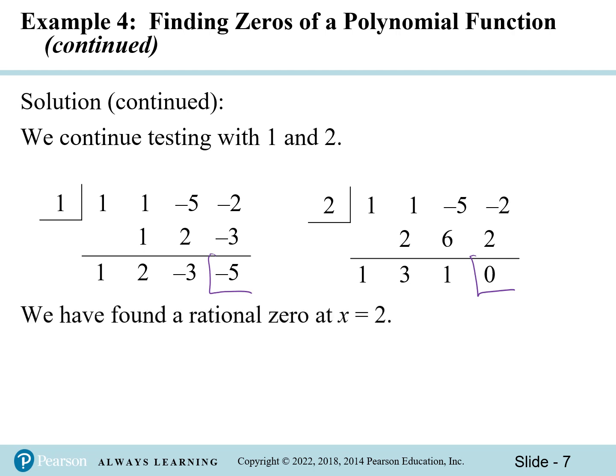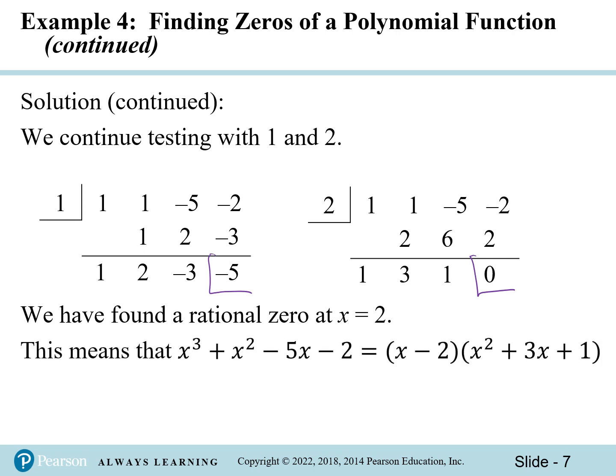So we have found a rational zero at x equals 2. That means I can factor this to x minus 2, because if 2 is my 0, then x minus 2 is my factor. And then I have x squared plus 3x plus 1.